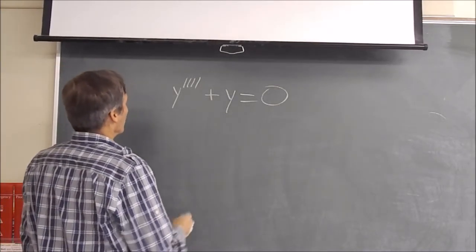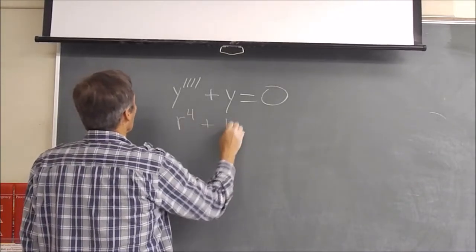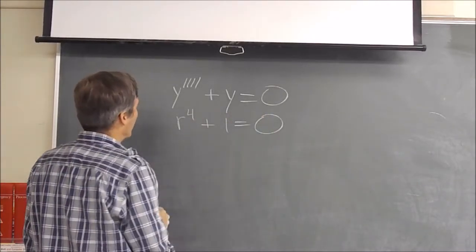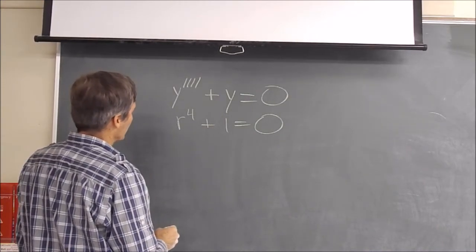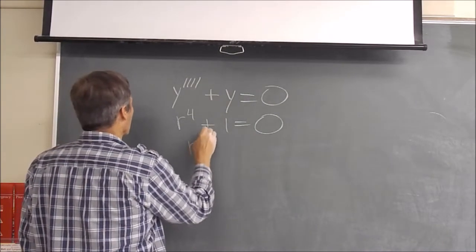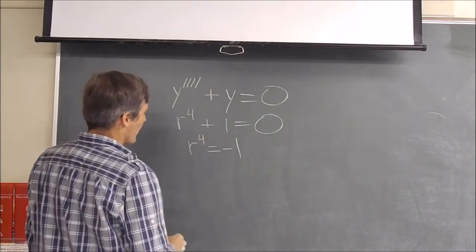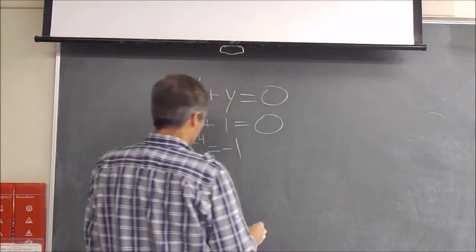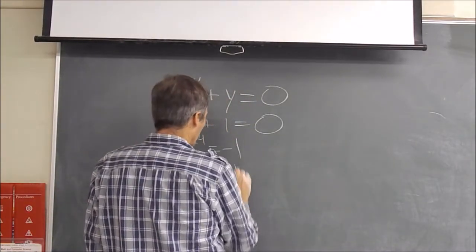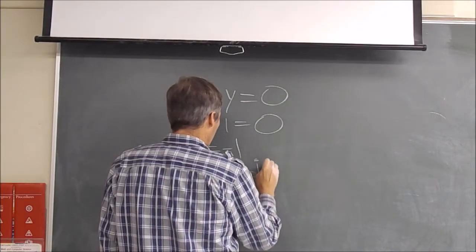Well, we write the characteristic equation, right? R to the fourth plus 1 equals 0. Now, how do I find the solutions of that? You can use complex numbers and you say R to the fourth has to be equal to minus 1. Now, minus 1 can be written in terms of complex numbers as 1 times e to the i pi, right?